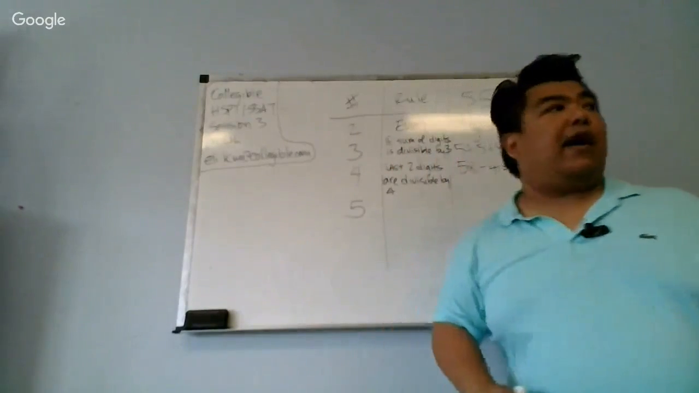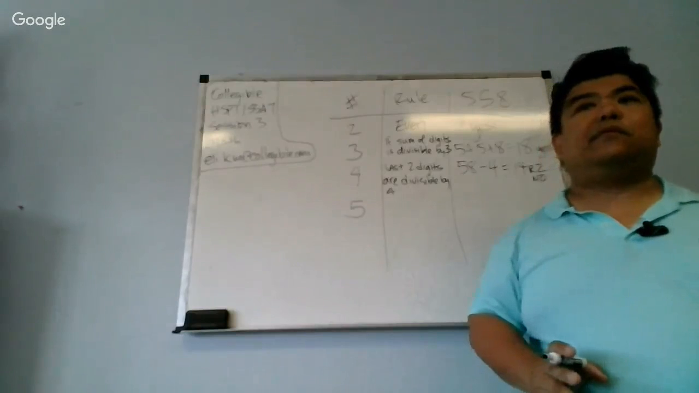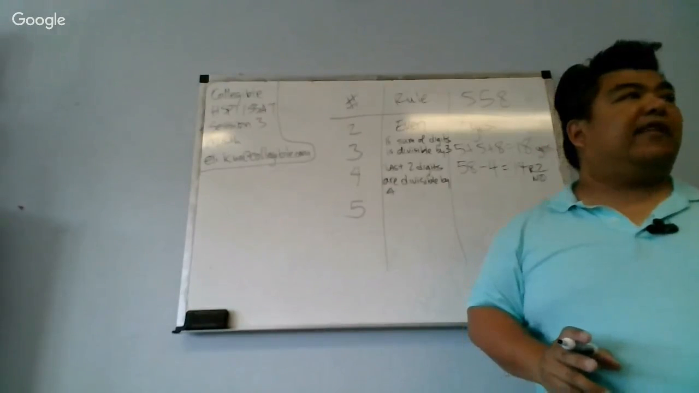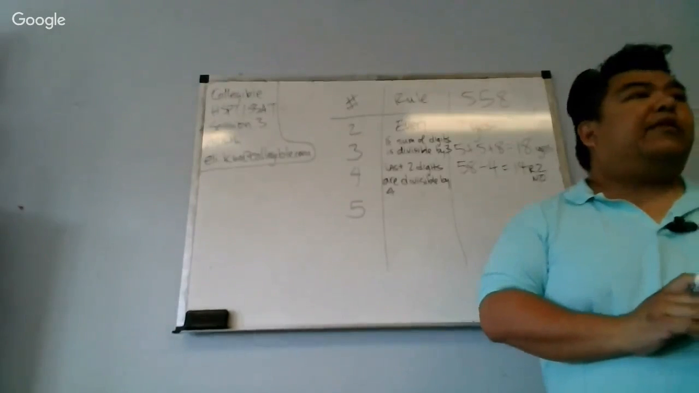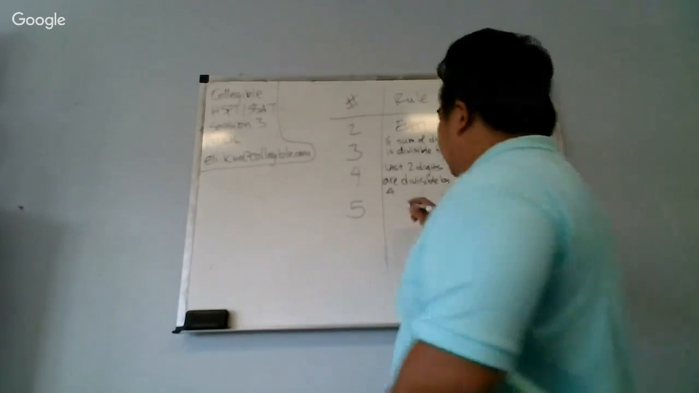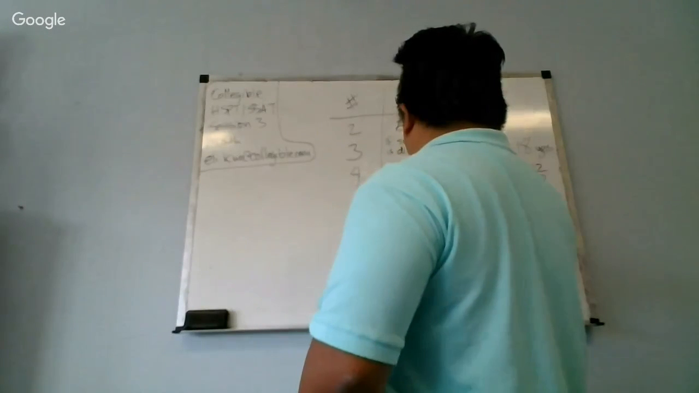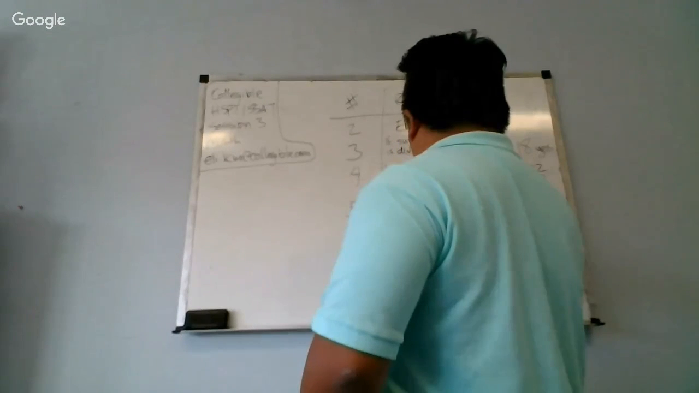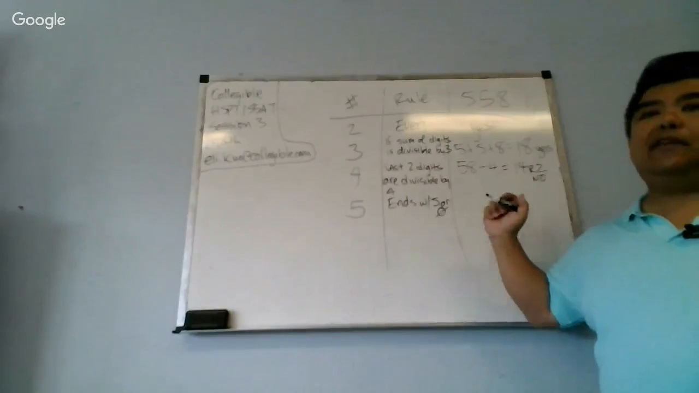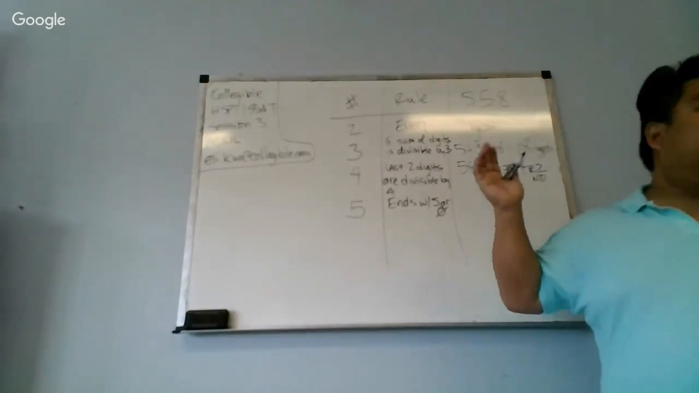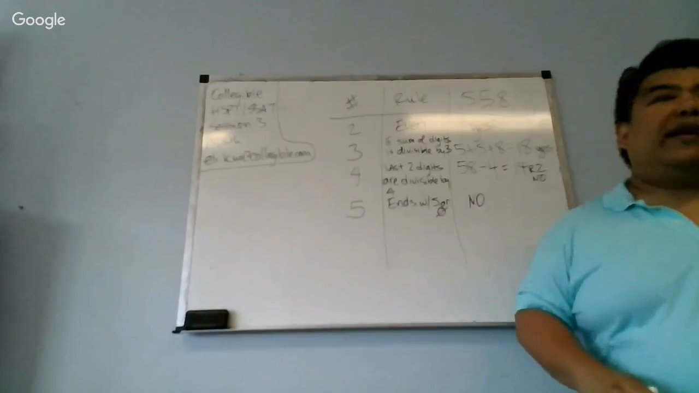Okay, what's the rule for 5? Anybody know the rule for 5 here? Okay. Yes, the number ends with a 5 or a 0. Okay, that's correct. So obviously 558 is a no, right? Not divisible by 5.